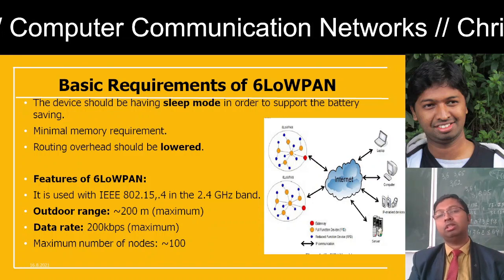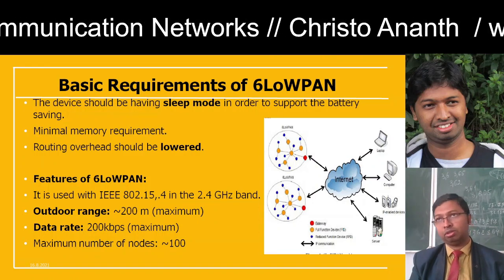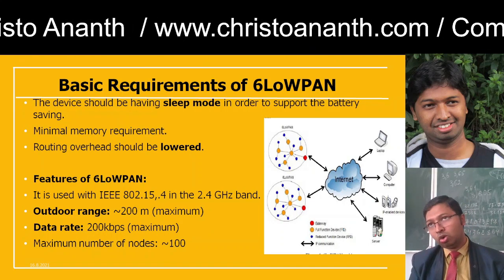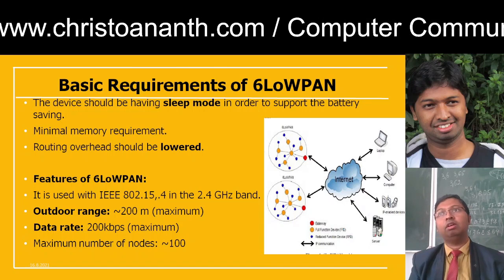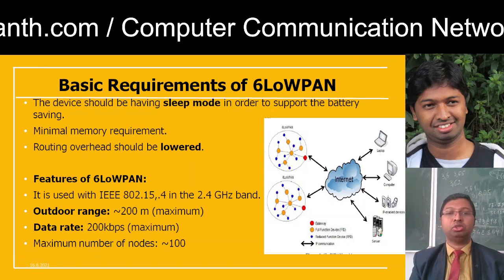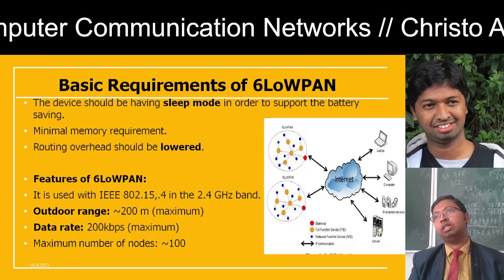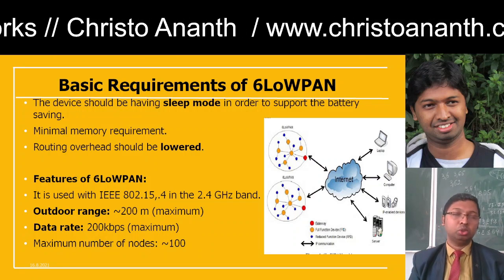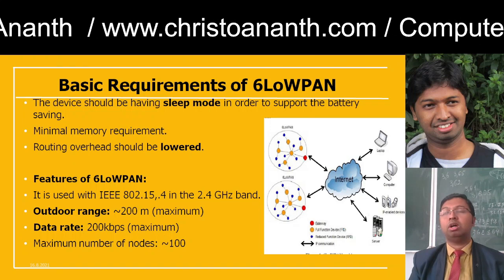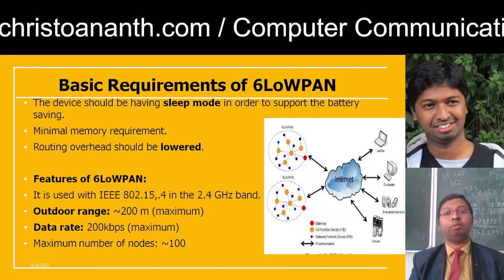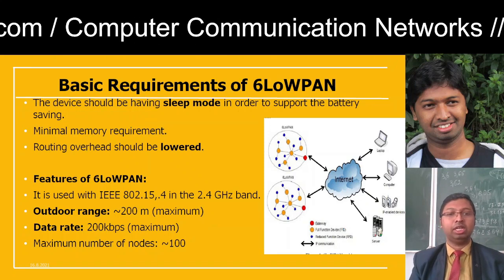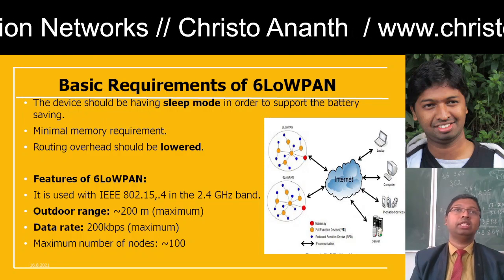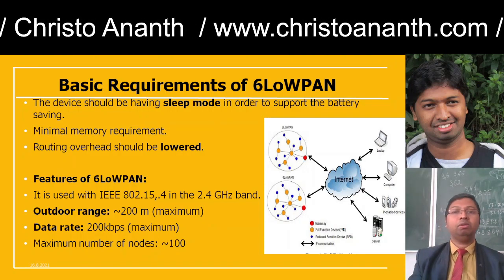Normally the device should have sleep mode in order to have the battery saving procedure, minimal memory requirement, and the routing overhead, or the time taken for actual processing, should be lower. And then the features: it can be used in the IEEE 802.15.4 standard, generally in the 2.4 gigahertz band. Outdoor range is normally like 200 meters at the maximum. That is the best advantage. Data rate maximum is 200 kbps only. The maximum number of nodes that it can connect is 100. So this is how 6LoWPAN will be.